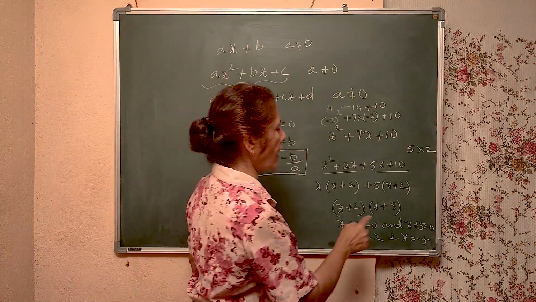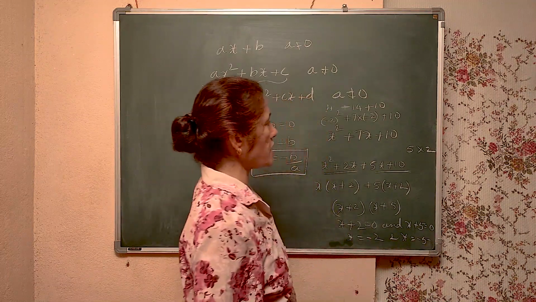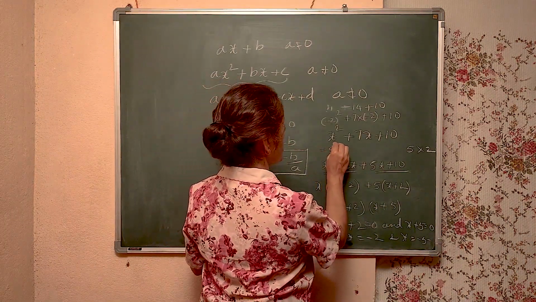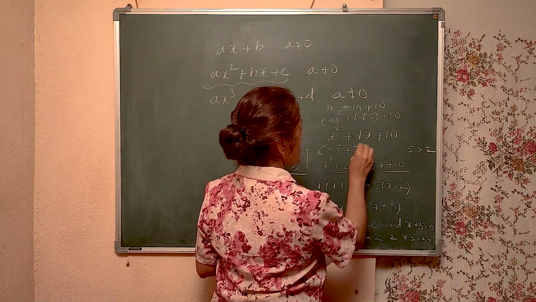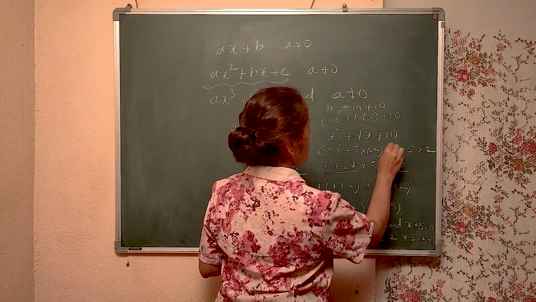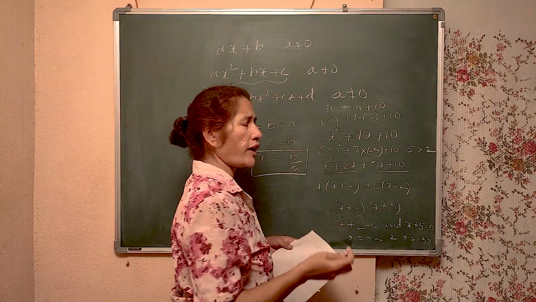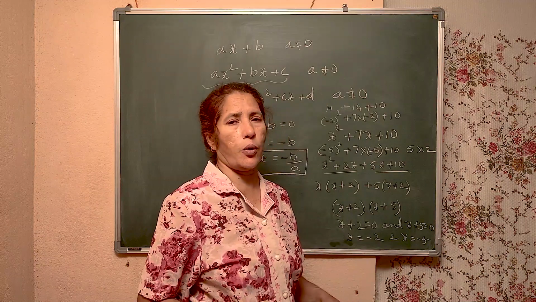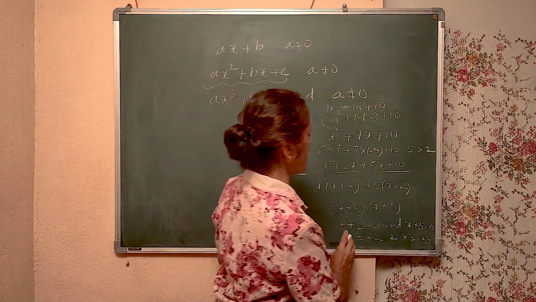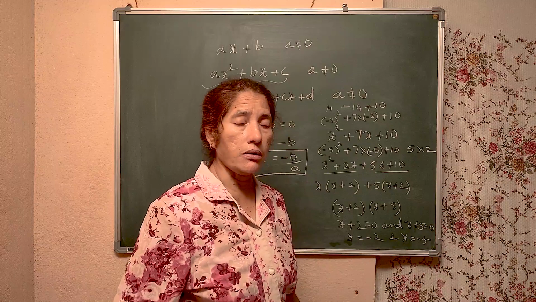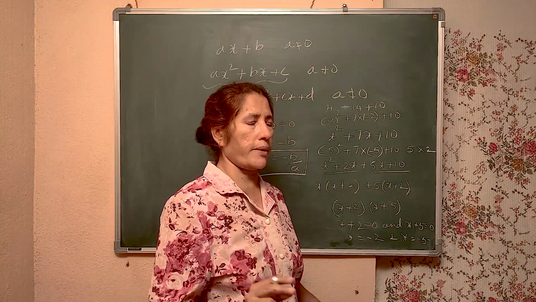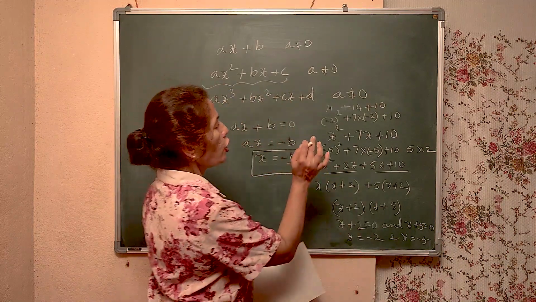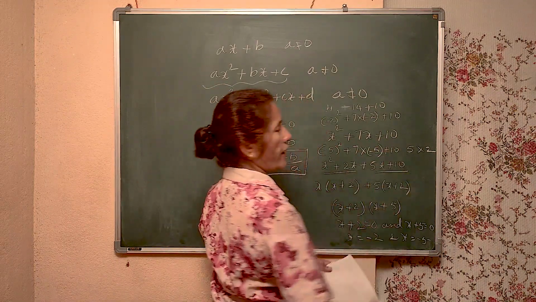If you substitute x is equal to minus 5, again you get 0. Let us see: minus 5 the whole square plus 7 into minus 5 plus 10. Minus 5 the whole square is 25. 25 plus 10 is 35. 35 minus 35 is 0. This is the meaning of zeros. Now, what about the relationship between the zeros and the coefficients of x square and x?